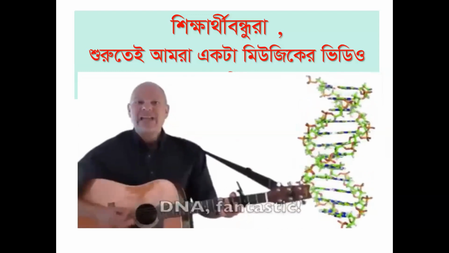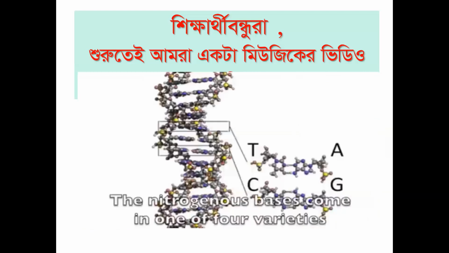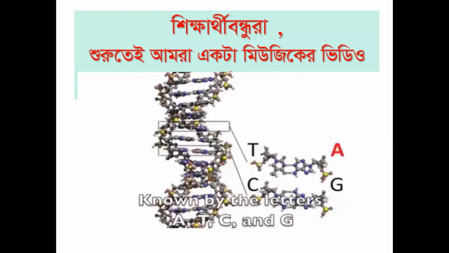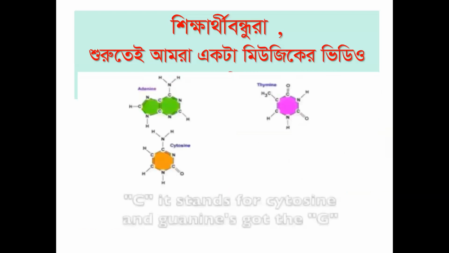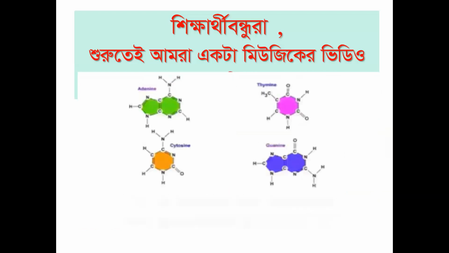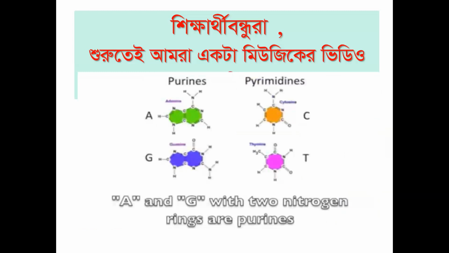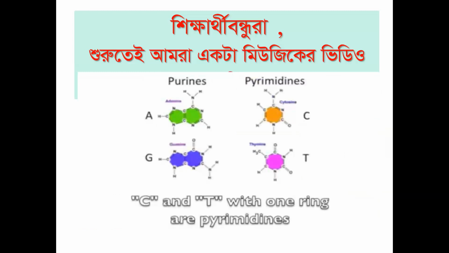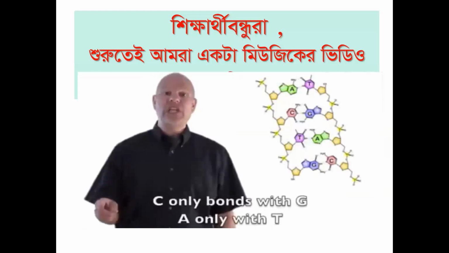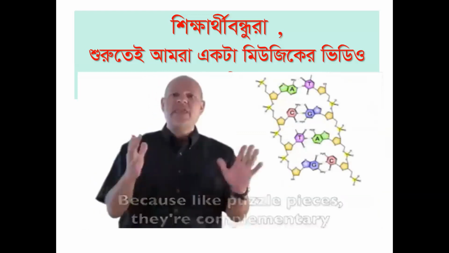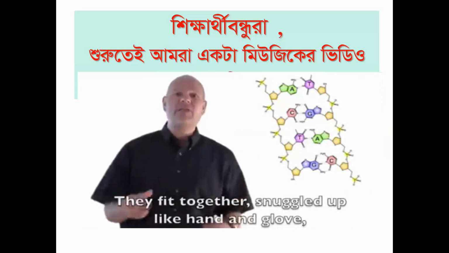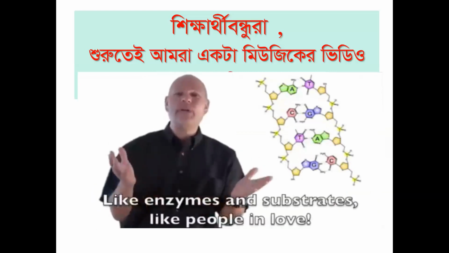Deoxyribonucleic acid. The nitrogenous base is one of four varieties, known by the letters A, T, C, and G. A is for adenine, thymine got the T. C stands for cytosine, guanine got the G. A and G with two nitrogen rings are purines, C and T with one ring are pyrimidines. C only bonds with G, A only with T, because like puzzle pieces, they're complementary.